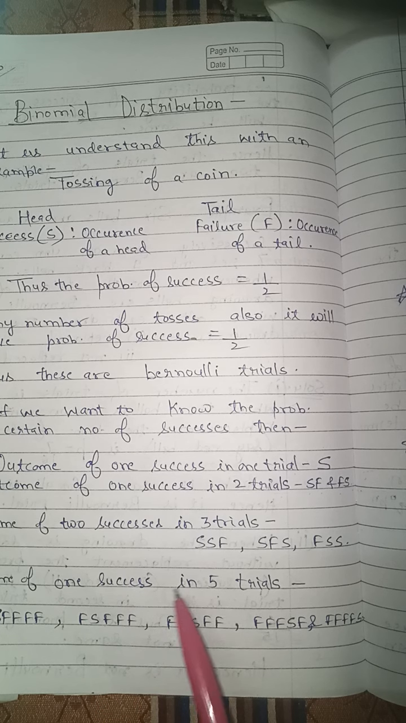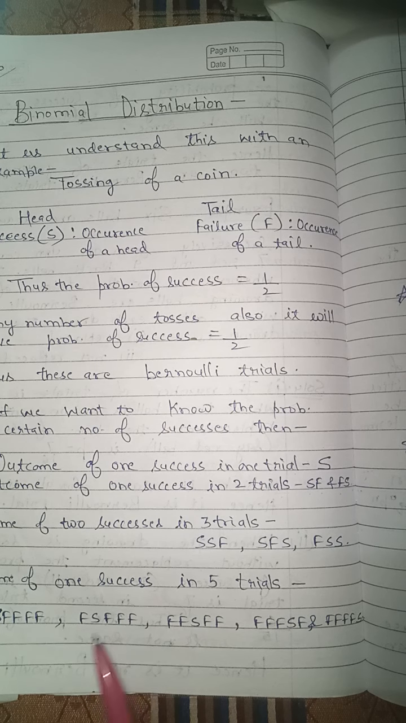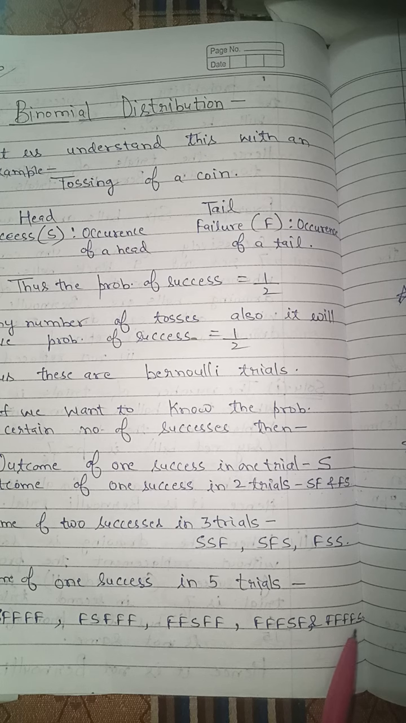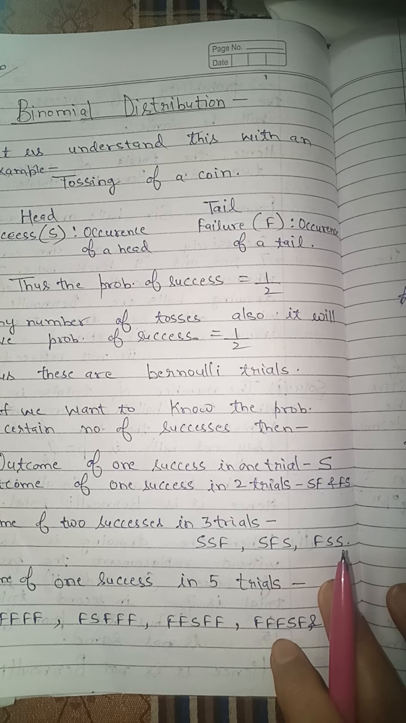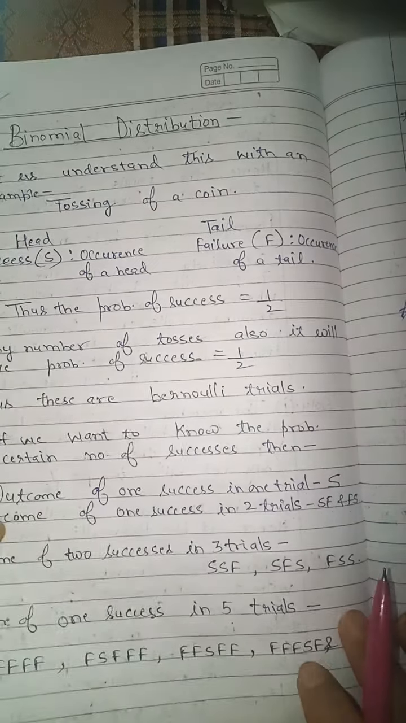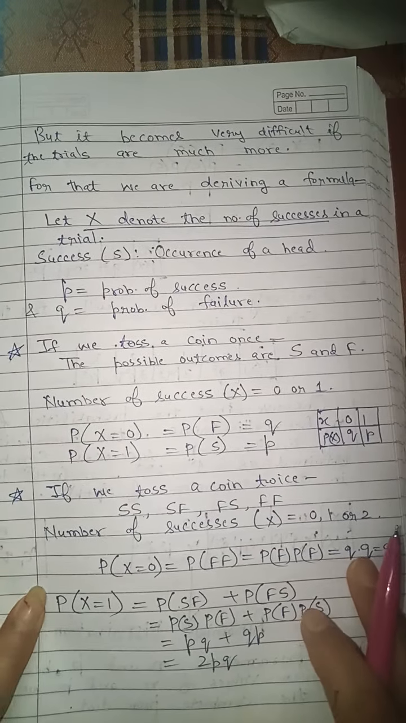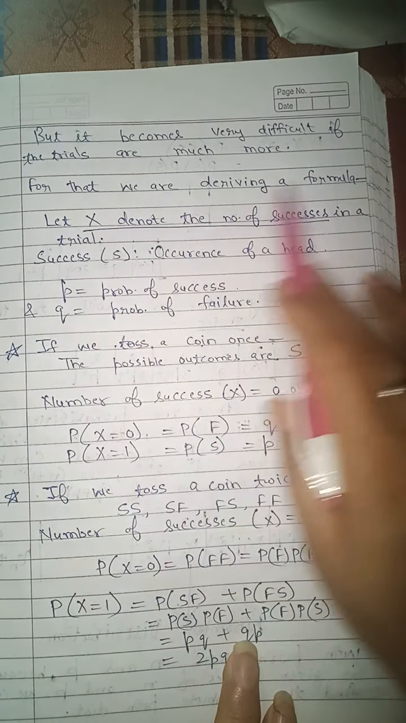And if I need one success in 5 trials, it will be S, F, F, F, F, and these kinds of 4 more terms. But how long can we keep writing all these terms? It's a tedious and time consuming task which many times will be wrong also. Now if we want to take out the number of successes according to the number of trials, we have to derive a formula. So we are here for deriving a formula which we'll be using for the questions of binomial distribution. So let us derive the formula.